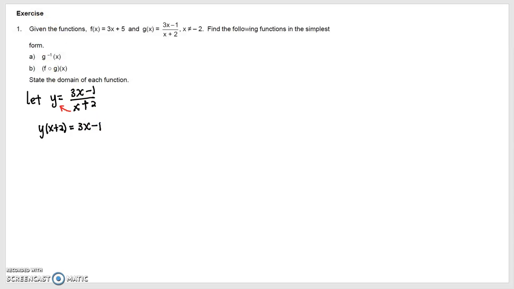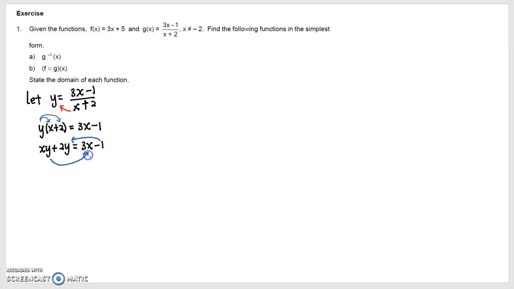Then we try to expand. So y times x, y times 2. So when I try to expand, I will have xy plus 2y is equals to 3x minus 1. So we try to isolate x and y. You can see that here we have xy, here we have x. We need the variables of x. So next step what I have to do is I move negative 1 to the left hand side, xy to the right hand side.